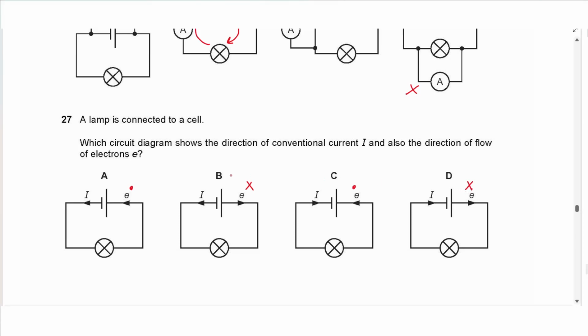And the current is always in the opposite direction to the electron flow. So this is not correct. So the answer is C. The current goes into the negative terminal and the electrons go into the positive terminal.